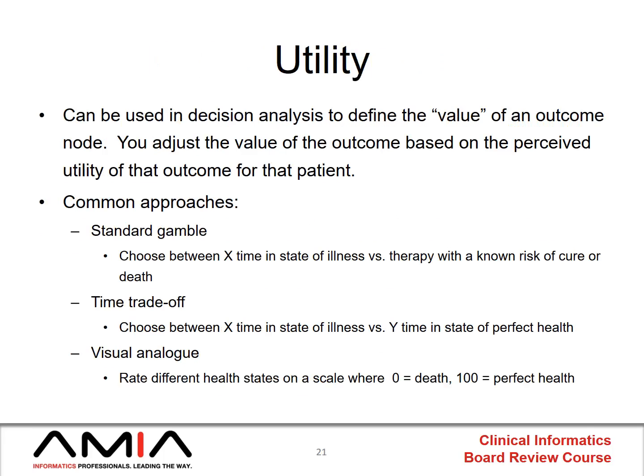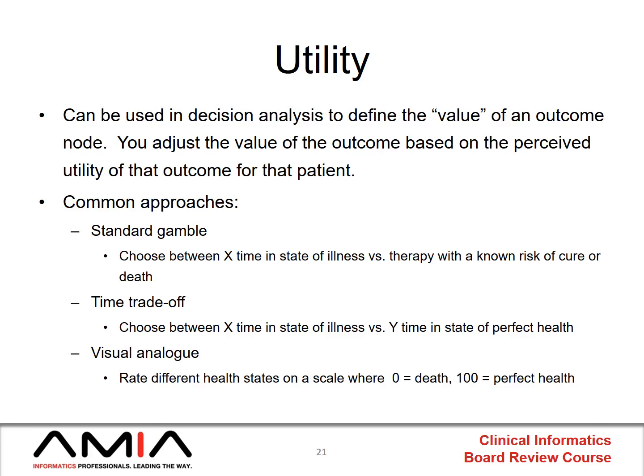Well, there are 3 commonly accepted ways to measure a patient's utility for a particular health status. In other words, the degree to which they value a specific health status or status of illness. And these approaches include something called the standard gamble, the time trade-off, and the visual analog method. In the standard gamble, you're asking the patient to choose between X amount of time in a state of illness versus a therapy with a known risk of cure or death. In the time trade-off, you're asking them to choose between X amount of time in a state of illness versus an alternate amount of time in a state of perfect health.